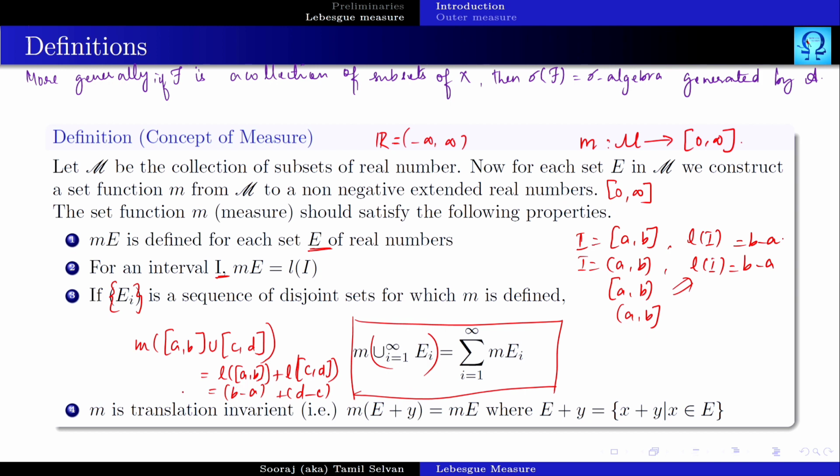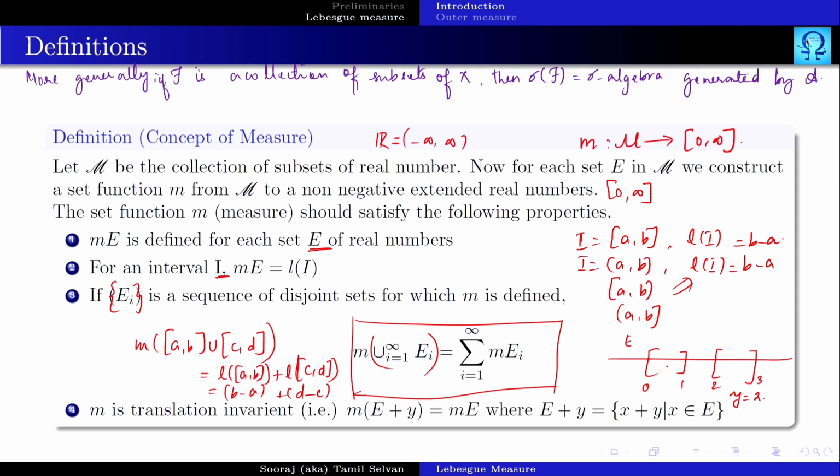Then the measure is translation invariant, which means what? In the real line, you have this interval. Let this be your E. You are adding y to all the entries of E. Let me choose a particular example. Let this be 0 to 1. Let my y be 2. If I add 2 units to it, where would I land? 0 plus 2 is 2, 1 plus 2 is 3.